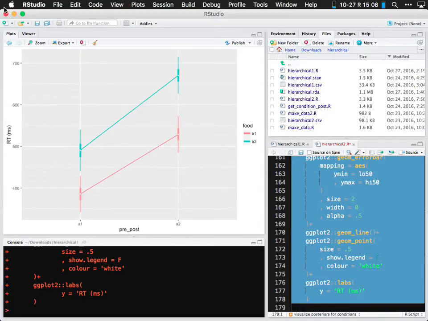So we get what you would almost expect to see as a graphic for the data that you obtained. You've got on one axis one variable, pre-post, and differentiating the colors is the other variable that you had, food. So you can kind of see, because the interaction is only like that.